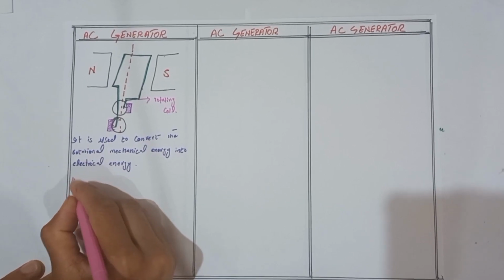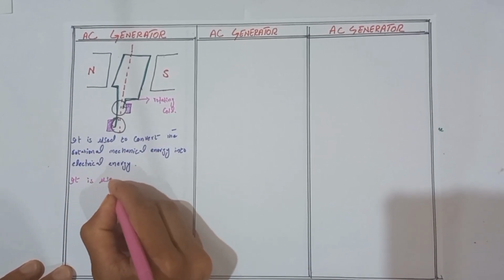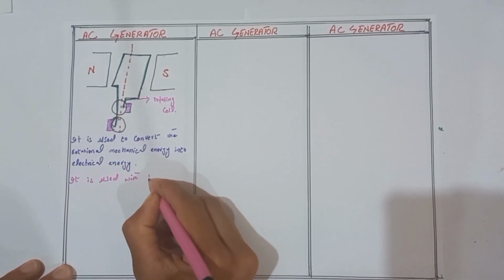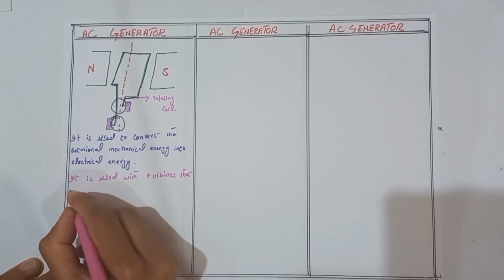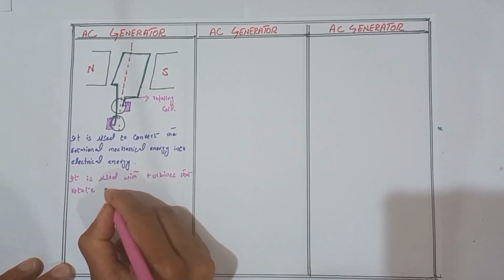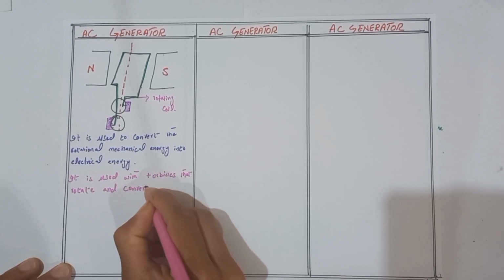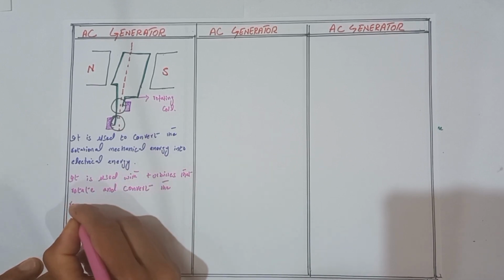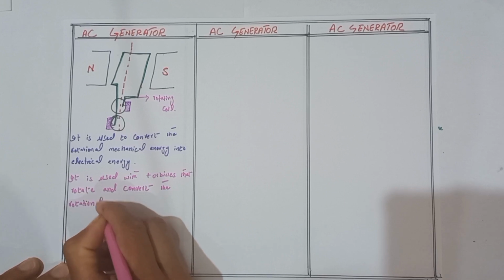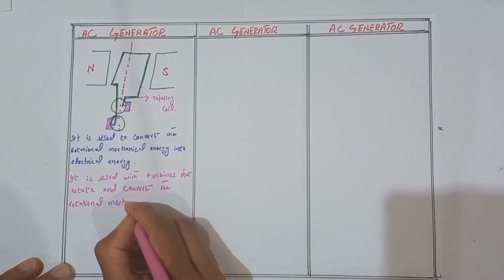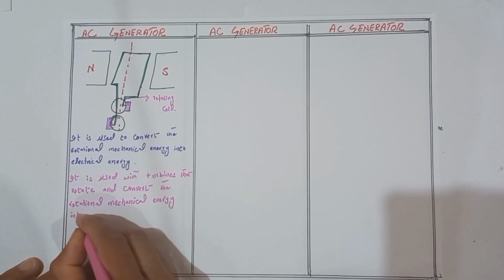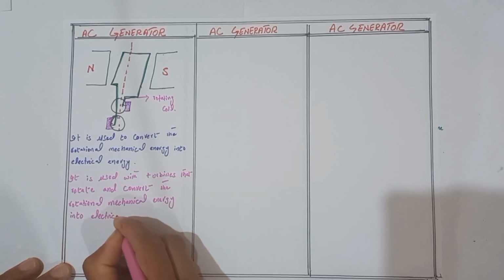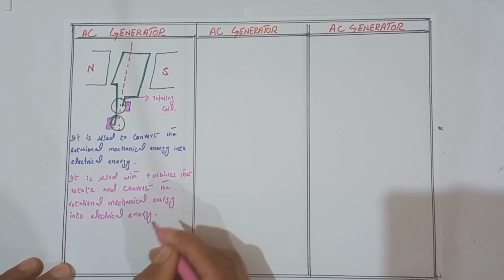We also write here: it is used with turbines that rotate and convert the rotational mechanical energy into electrical energy.